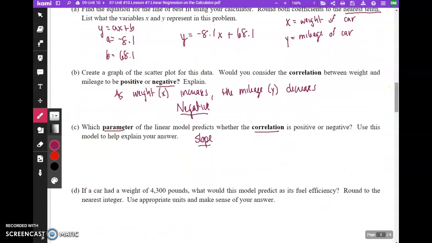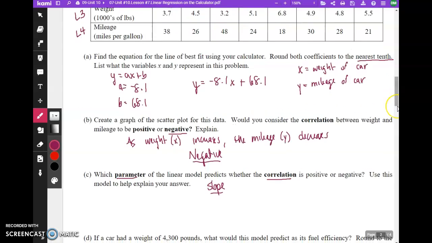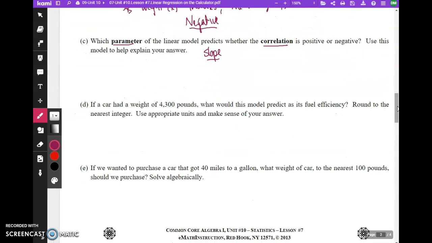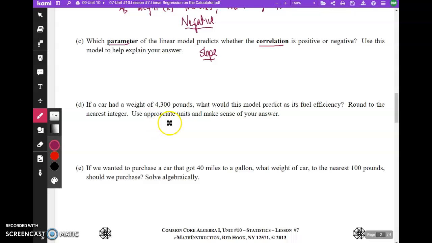Okay, now let's use the line of best fit to make a prediction. If a car had a weight of 4,300 pounds, what would this model predict as its fuel efficiency? All right, so using the line of best fit, negative 8.1x plus 68.1. The car had a weight of 4,300 pounds. Is that an x or is that a y? That's going to be an x. And remember, it's in thousands of pounds. So what we plug in for x is going to be 4.3.